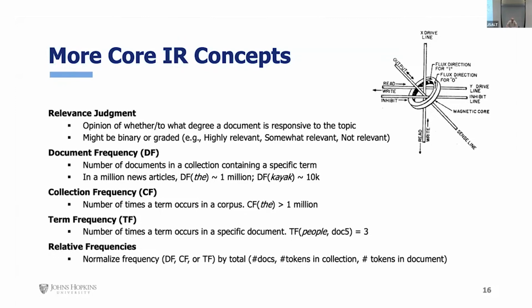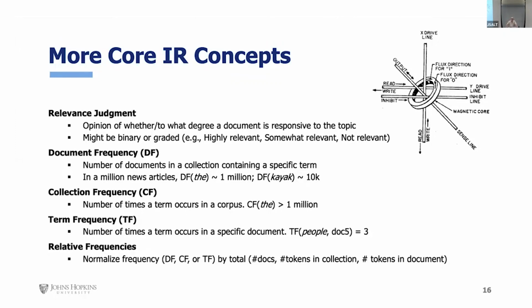You simply normalize by the total number of documents or the total number of tokens in the collection or tokens in the document. And so these are referred to as relative document frequency, relative collection frequency, or relative term frequency. People in the literature will abbreviate relative collection frequency to collection frequency.